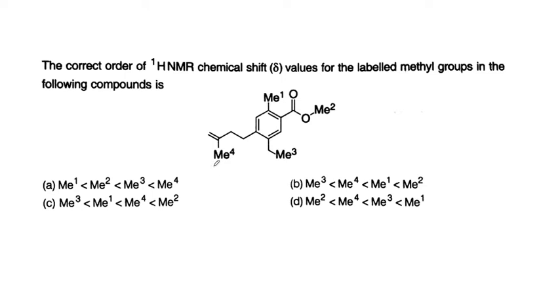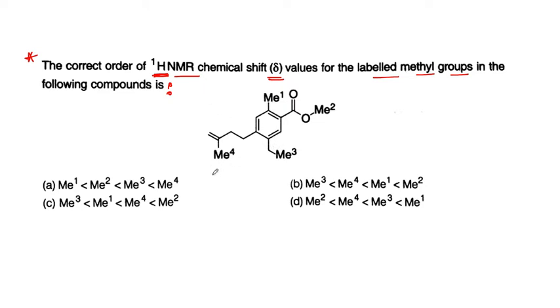Now here is a very common question which can be asked. So what is the question asking? The correct order of proton NMR chemical shift delta values for the labeled methyl groups in the following compound is. So you just have to correctly mark the order for the protons. Take your time, stop the video, try doing it by yourself. Now I'm going to explain it.